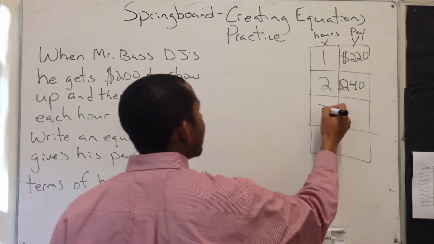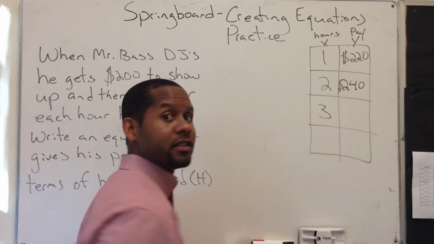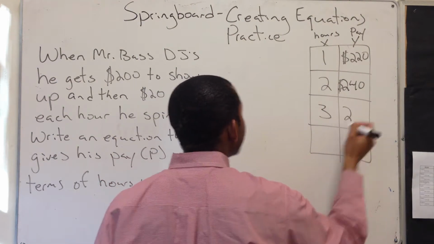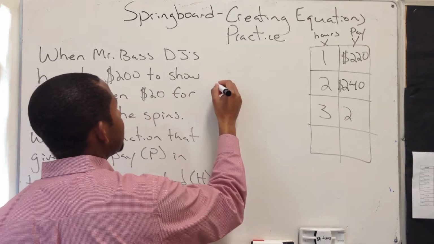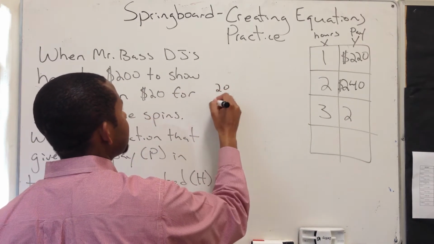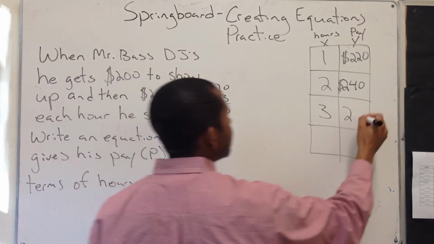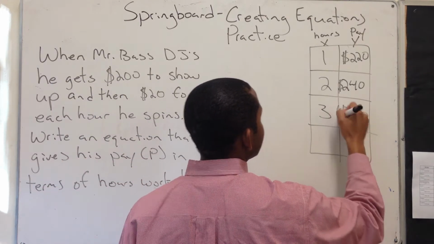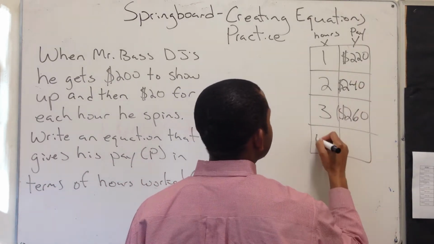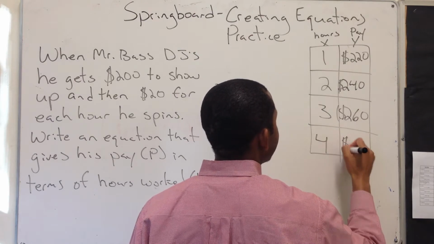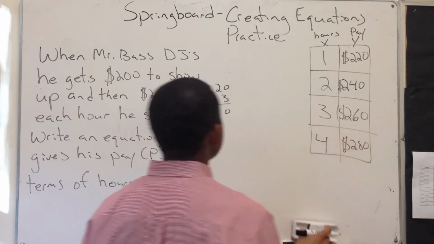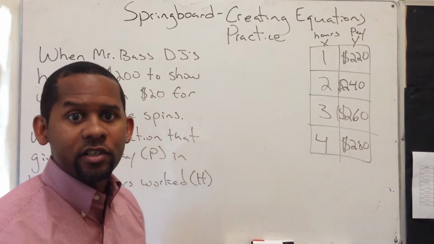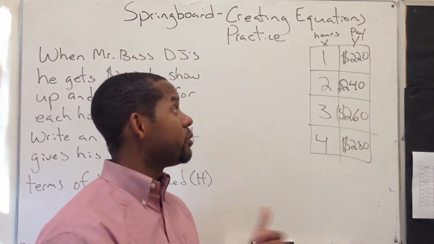What if he works 3 hours? Well, he gets the 200 to show up, and then he works 3 hours at $20 an hour, right? $20 an hour times 3, 60. So you get 260, right? 220, 240, 260. 4 hours, you make 280 bucks. All right, so that's our situation right here. So we made a table.